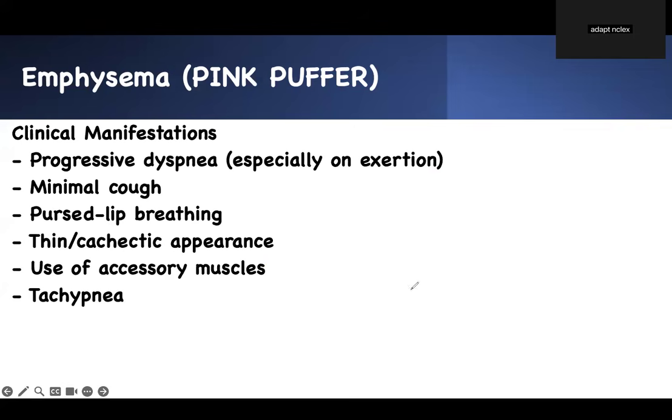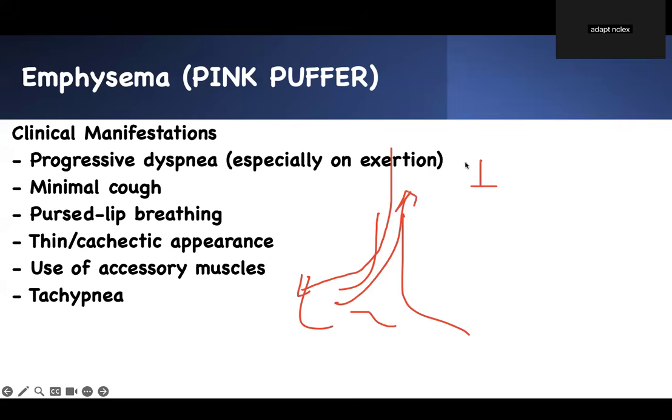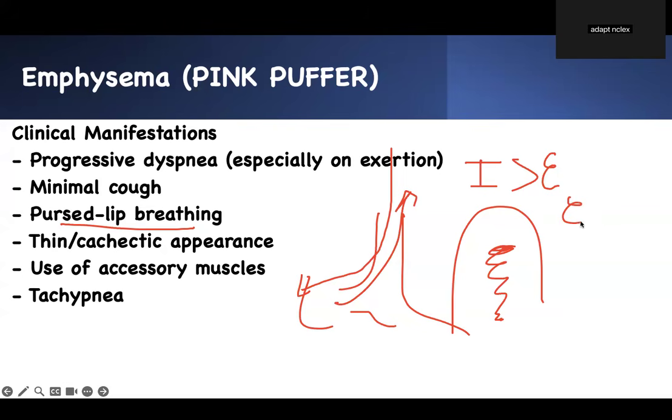When you're breathing in, you usually take a long time to bring air in, then a very short time to bring air out. So inspiration is greater than expiration. In emphysema patients, they have air trapping. We don't want that. In the process, we're going to purse lip, like whistling, so that we can make expiration greater than inspiration.